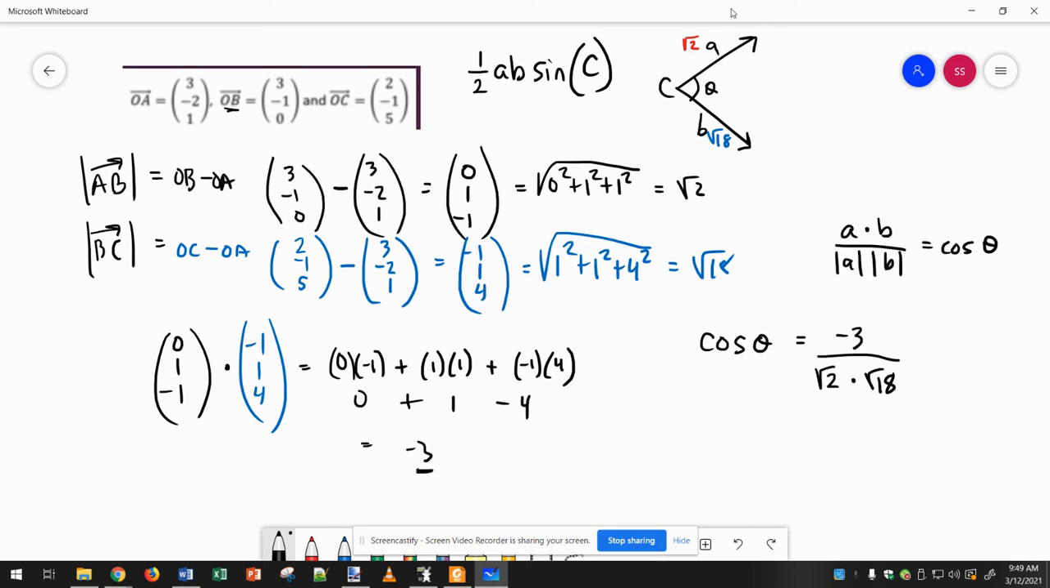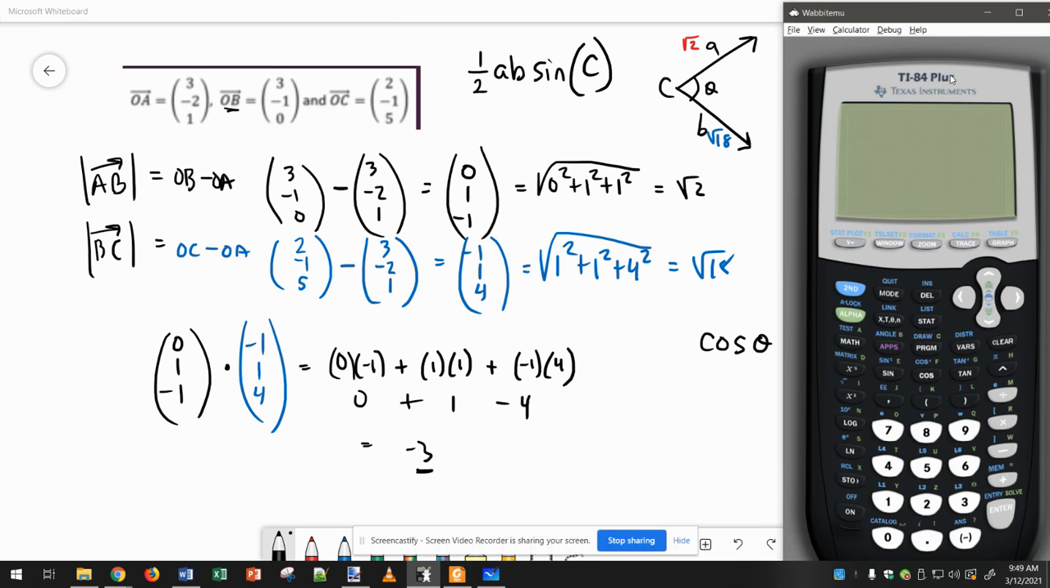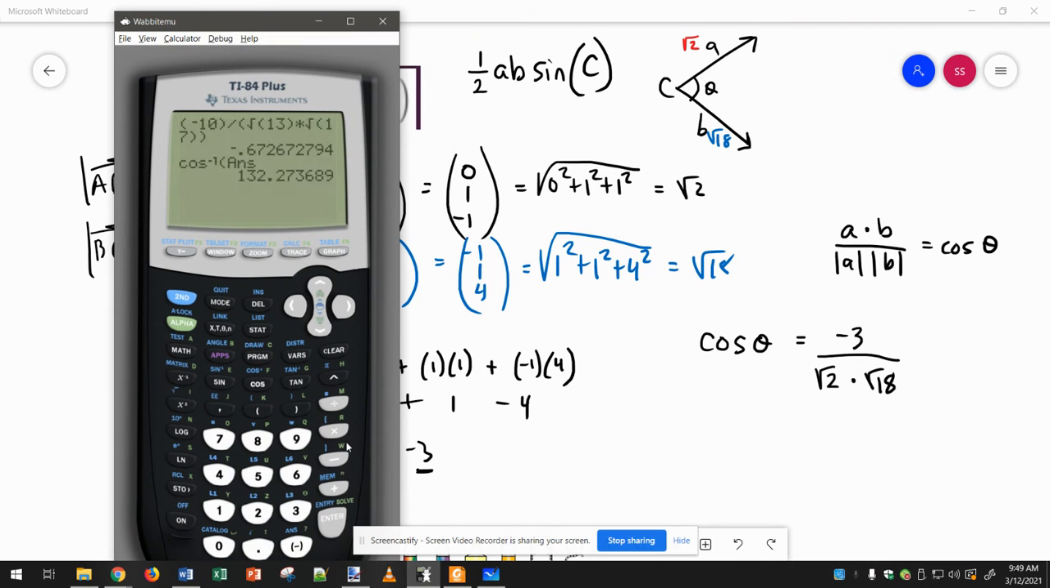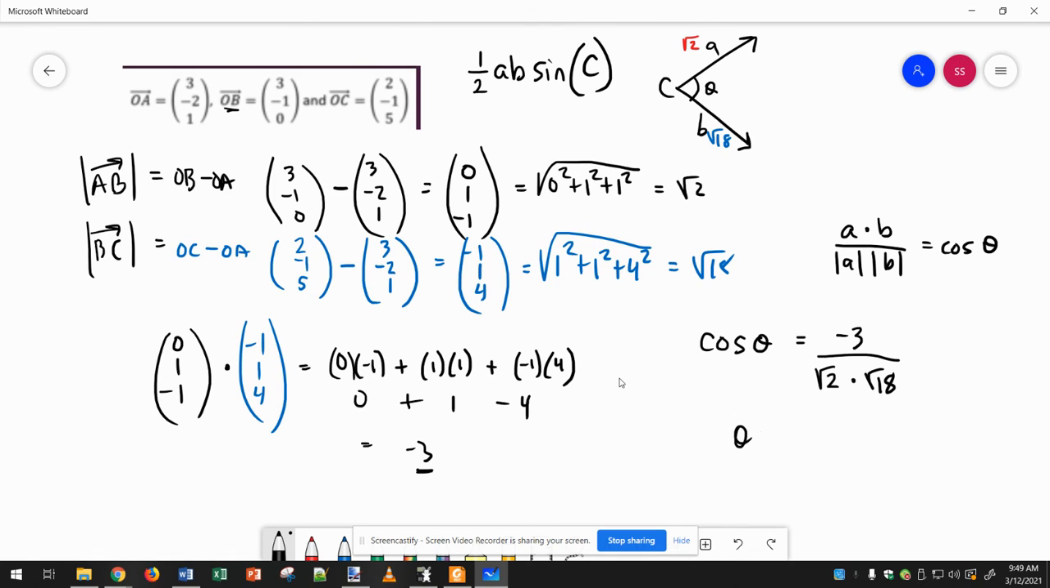So now go to my calculator and let's calculate -3 divided by square root of 2 times square root of 18. Okay, and then I do cosine inverse, make sure we're in degree mode, and I get exactly 120 degrees. So theta is 120 degrees. Okay, that's here. Now I can find the area of this triangle using the sine formula.